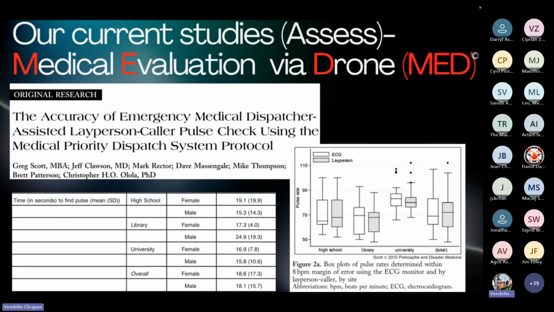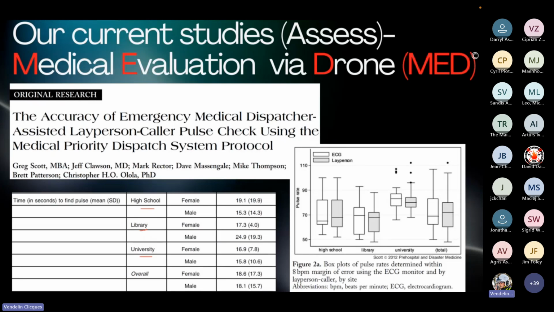And you may wonder, if we are teaching people to check the pulse remotely, is it accurate? Actually, this is not a new thing. This is research done on the MPDS, Medical Priority Dispatch System. When you call the emergency line, some countries have pre-arrival dispatch advice, or they have the medical priority dispatch. They ask you some questions, including some patient assessment. This research shows that people, whether in a high school, a library, or a university, no matter if male or female, can check the pulse very accurately within around 20 seconds.